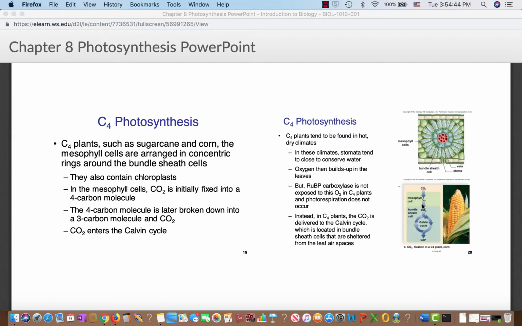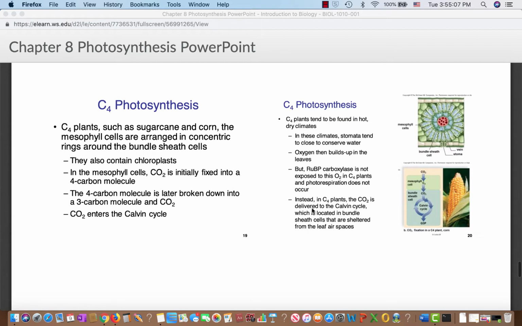That means they can continue functioning in a hot, dry climate because they're not being choked out by the oxygen buildup. You are still building up oxygen in the leaves, but that's okay because you're separated by this extra step in your mesophyll. So your RuBP carboxylase is not exposed to oxygen in the C4 plants, and instead you're delivering CO2 to the Calvin cycle. So everything's hunky-dory there. The problem with this process is it requires an extra step, which is more energy inefficient.